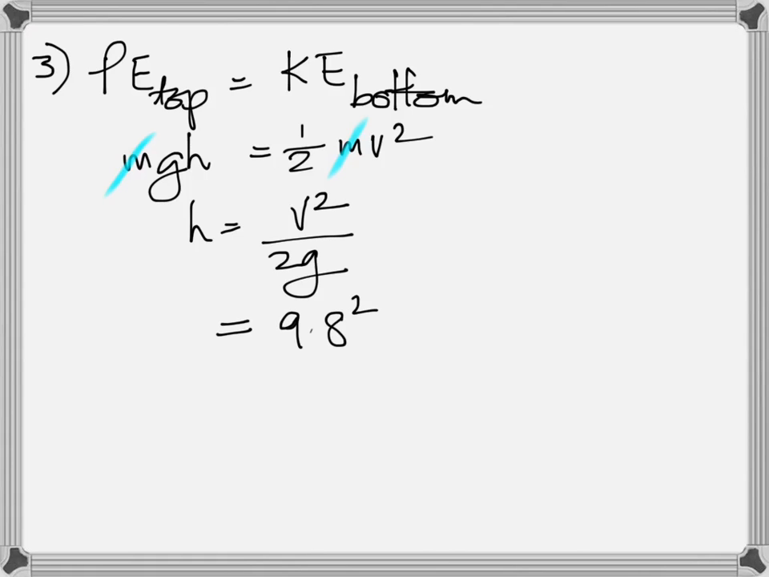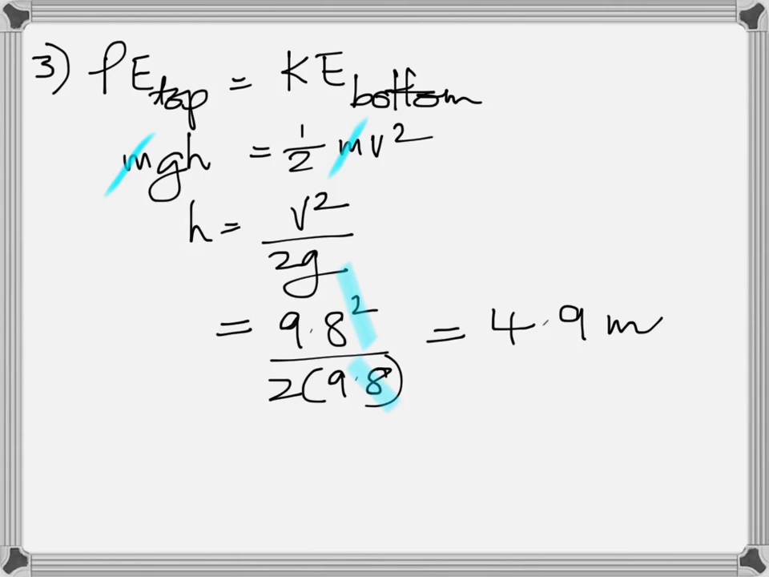Plug in the numbers. Didn't it say 9.8 squared divided by 2 times 9.8? One of the 9.8 gets cancelled. That's why I did it that way. And then you get 9.8 by 2, which is 4.9 meters.